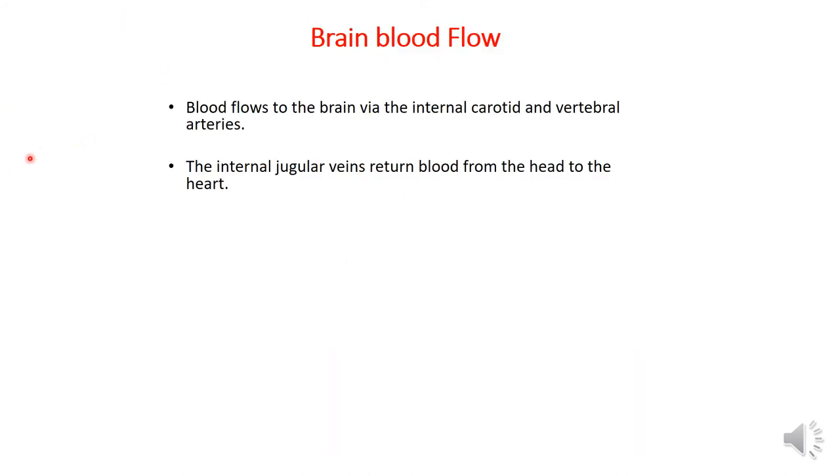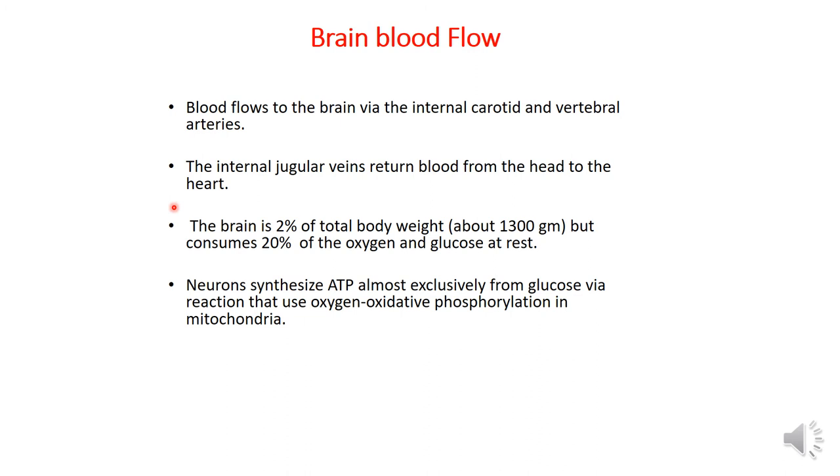Brain blood flow. Blood flow to the brain occurs via the internal carotid and the vertebral arteries. The venous drainage comes from the internal jugular vein. The brain, in spite of being about 2% of the total body weight, consumes 20% of the oxygen and the glucose at rest. Neurons synthesize ATP almost exclusively from glucose via reactions that use oxygen, oxidative phosphorylation in the mitochondria. Blood flow interruption causes stroke.